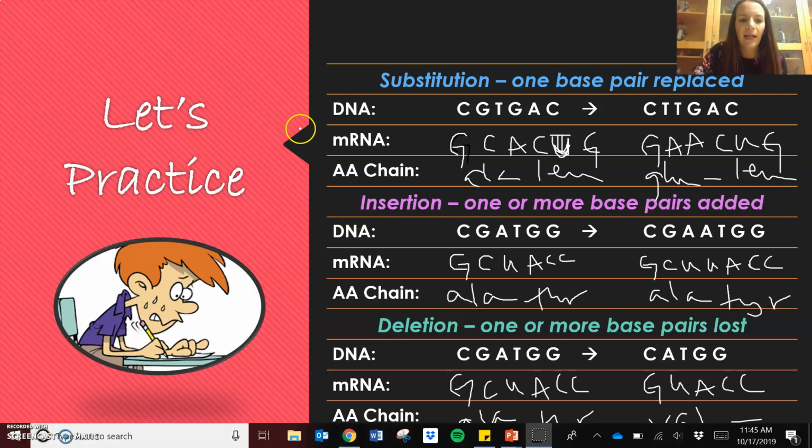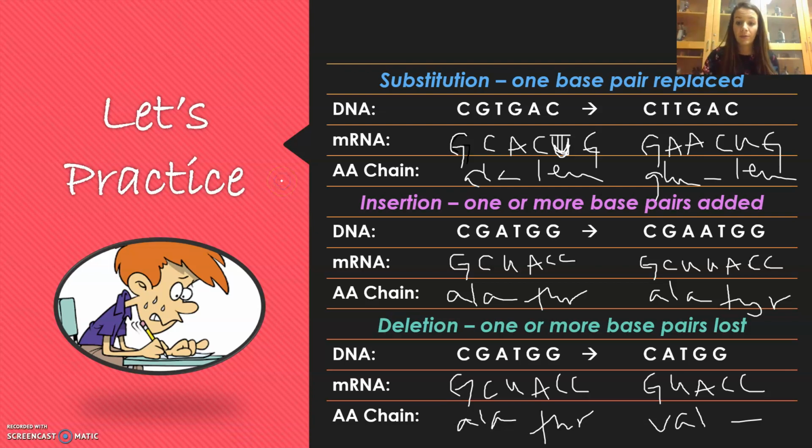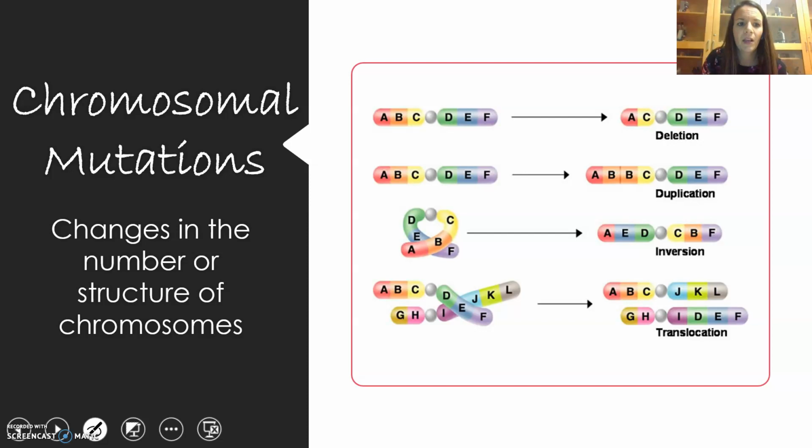All right, so go ahead and check your work, and you're going to see that there are some differences. So we started with ALA, THR. Well, then with that insertion of the base, it shifted our reading frame, and then we have ALA, TYR, and you can't do anything with that C. On the deletion, we have ALA and THR, but then on the deletion of the base, you have VAL, which is totally different, and you can't do anything with either one of those Cs.